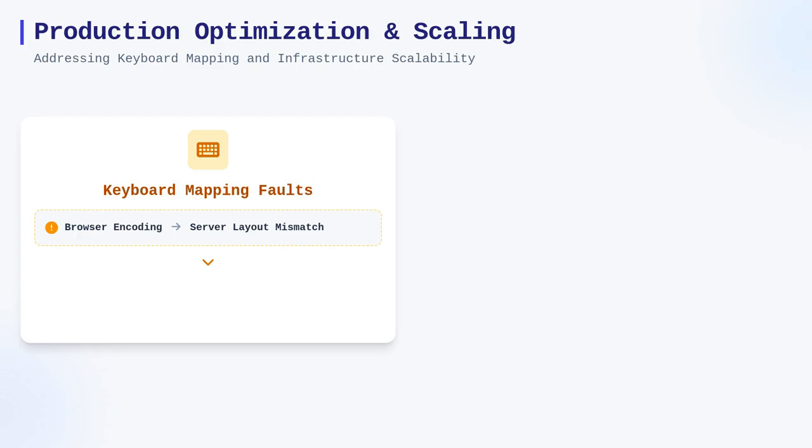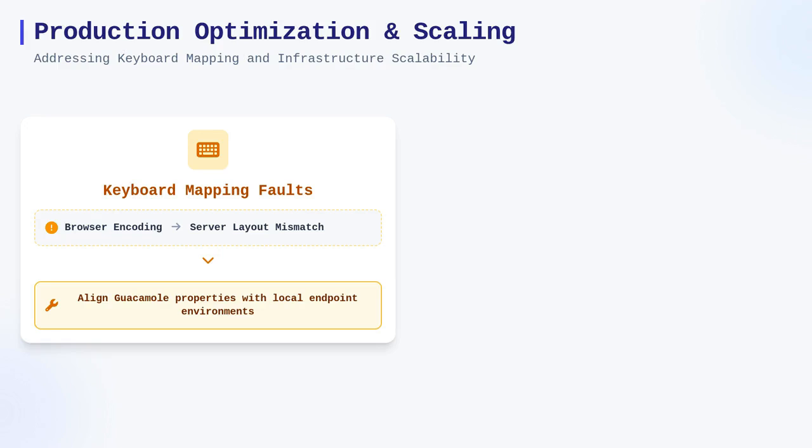Keyboard mapping faults represent another common category of issues you might encounter in a production environment. These usually occur because the local browser character encoding does not map correctly to the target server's keyboard layout settings. To mitigate this, investigate the guacamole properties and ensure that the keyboard mapping parameters are configured to match the localized environments of your target endpoints.